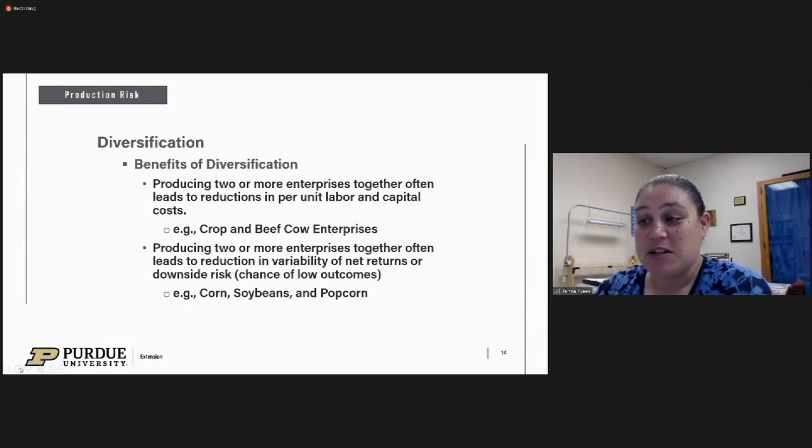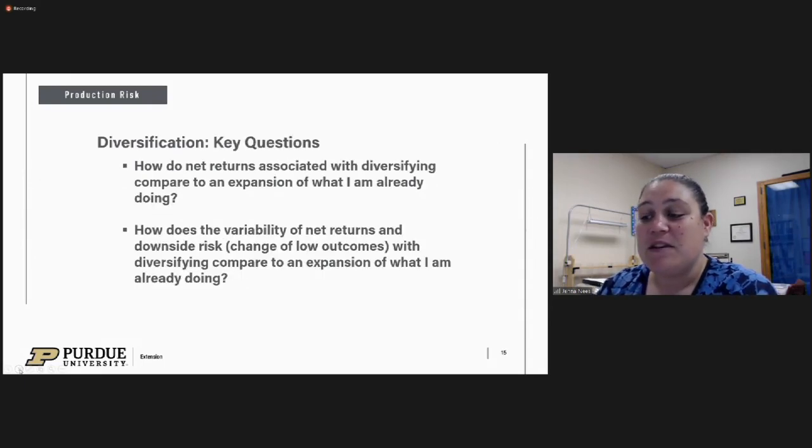However, there are some things to keep in mind about whether or not diversification will work. And so there are some key questions to actually ask yourself, and those are on our next slide. You want to ask those before you jump headfirst into diversifying your operation. The first one is, how do net returns associated with diversifying compare to expanding what you're already doing?